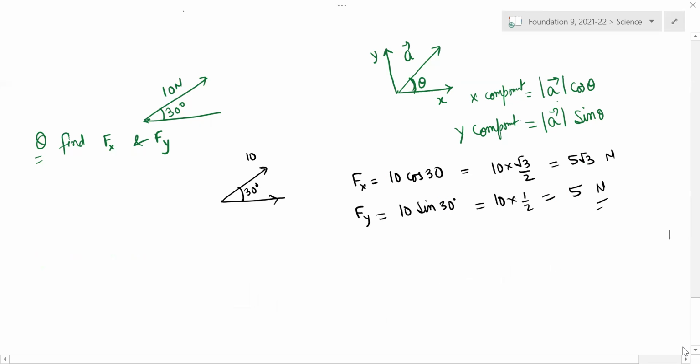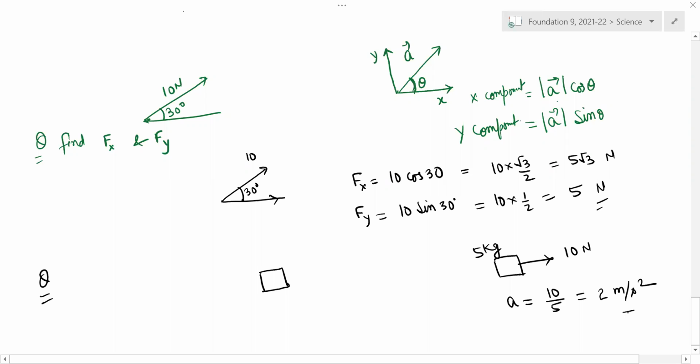We will learn one practical application now, beta. This is one object. In previous classes, in the normal class, what happens? 10 Newton force is applied, say this is 5 kg. What would be the acceleration now? 2 meter per second square. Very good, Ananya, superb, I'm proud of you. It should be the complete unit, 2 meter per second square.